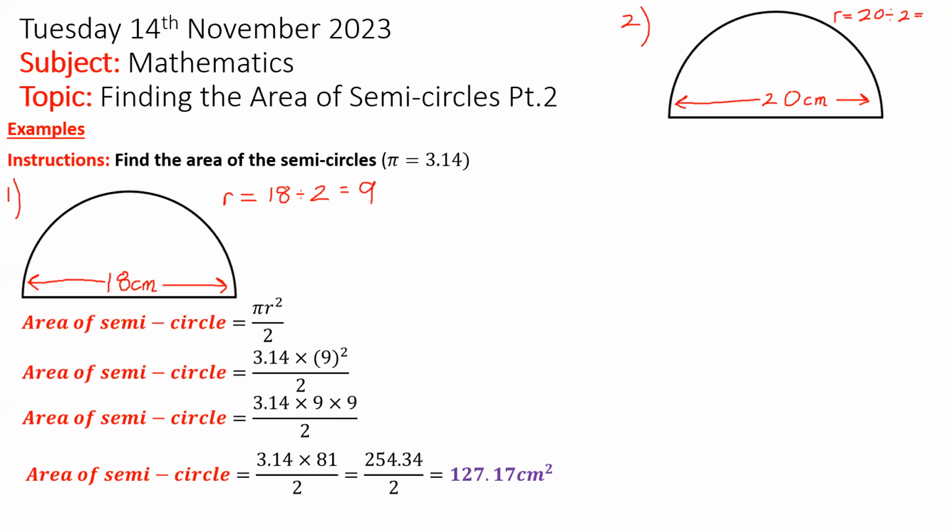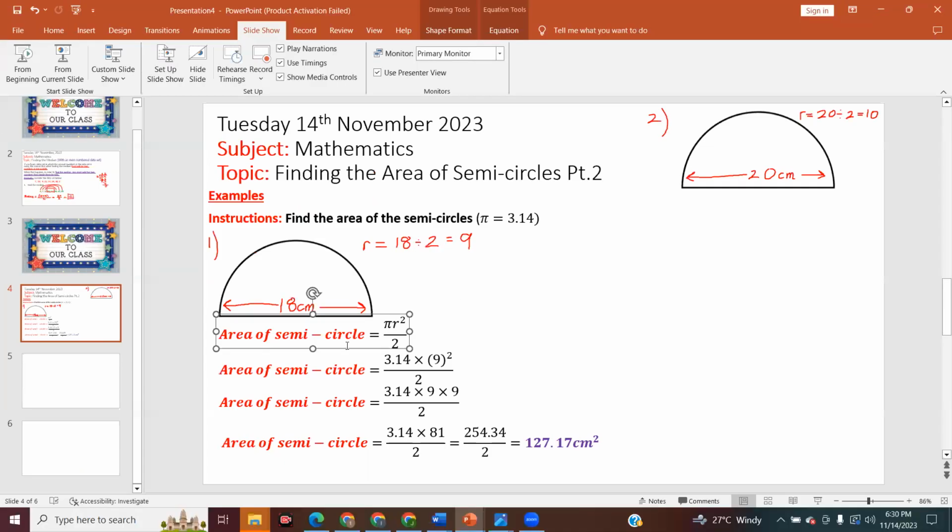What is 20 divided by 2? That's going to be what? 10. Very good. So the radius, therefore, is what? 10 centimeters. And so we can use our formula to find the area of the semicircle. What is the formula for the area of the semicircle? Pi r squared divided by 2. Good.